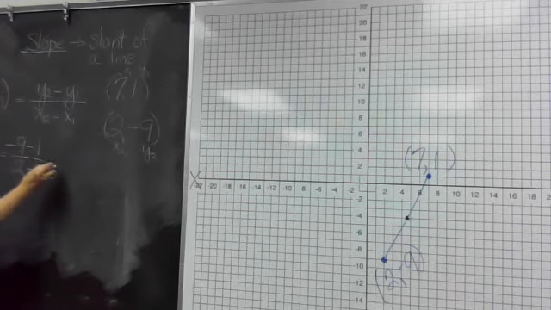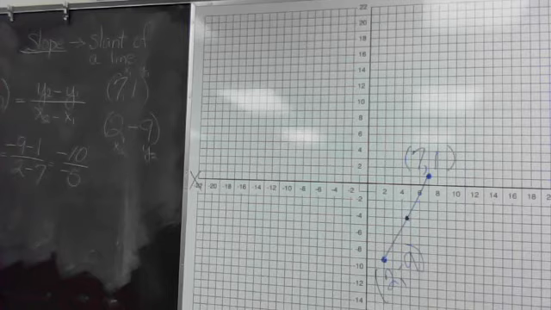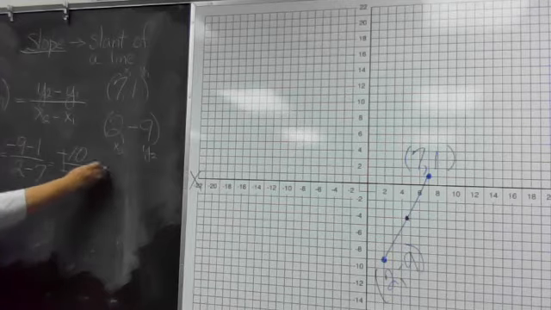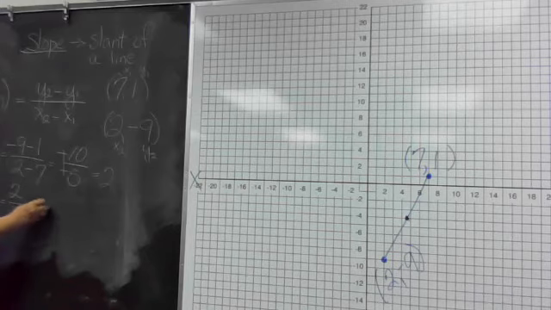So negative 9 minus 1 is a negative 10 over 2 minus 7 is a negative 5. We know that 2 negatives make a positive, and 10 divided by 5 is 2. So the slope of this line is 2 over 1 because you need a rise and a run. You will see it sometimes. They'll just give you the 2. But you should always make your slope be a fraction, rise over a run, using this formula right here.